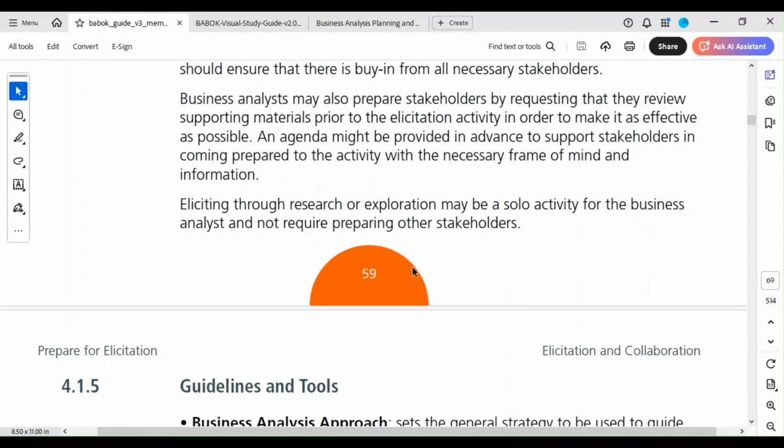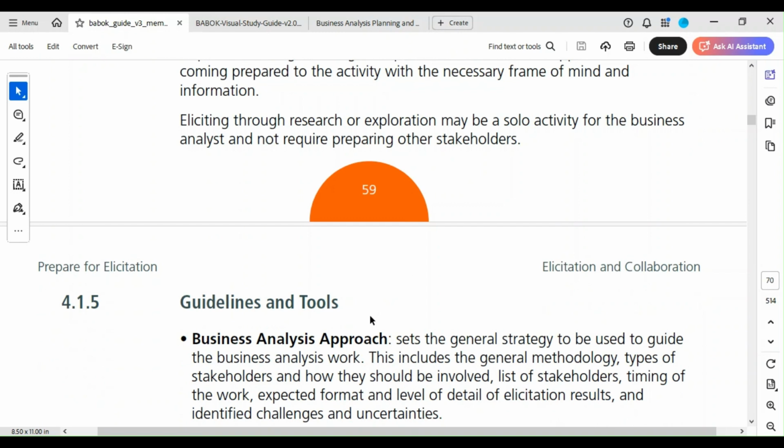Business analysts may also prepare stakeholders by requesting that they review supporting materials prior to the elicitation activity in order to make it as effective as possible. You see people throwing in ideas and you are like, oh my goodness, we are enjoying this. Make it also fun. An agenda might be provided in advance to support stakeholders in coming prepared to the activity with the necessary frame of mind and information. Eliciting through research exploration may be a solo activity for the business analyst and not require preparing other stakeholders.